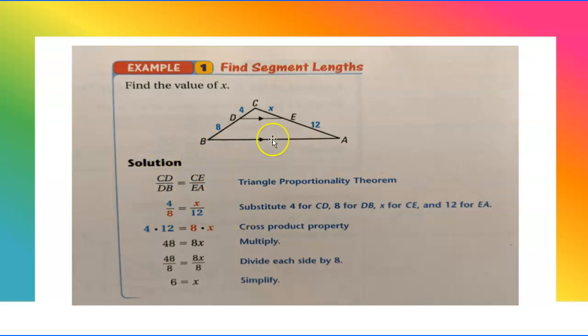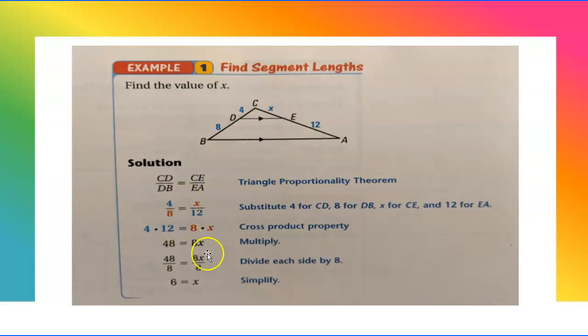And I have CD over DB is going to be similar in proportion to CE over EA. So then I put those letters. Now I replace it with my numbers. So I'm going to have 4. Here's your 4. Here's your 8. 4 over 8. And then I'm going to have x over 12.